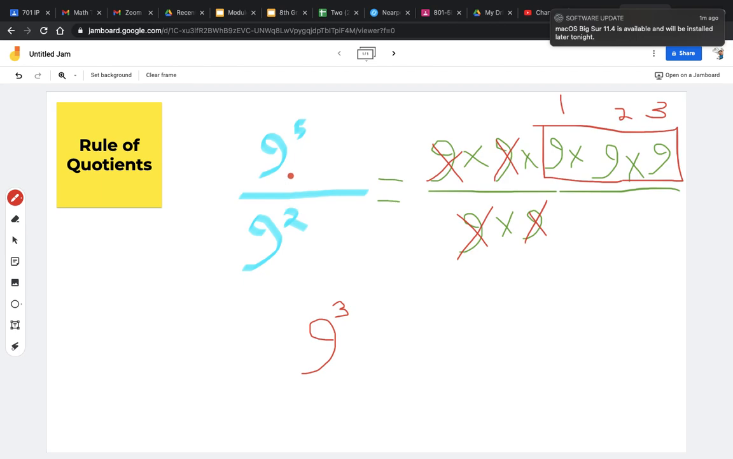This is the rule. The rule is when you divide a number with the same base, 9 to the 5th divided by 9 to the 2nd is 9 to the 5 minus 2. You subtract the exponents. So 5 minus 2 becomes 3. The answer is 9 to the 3rd power.